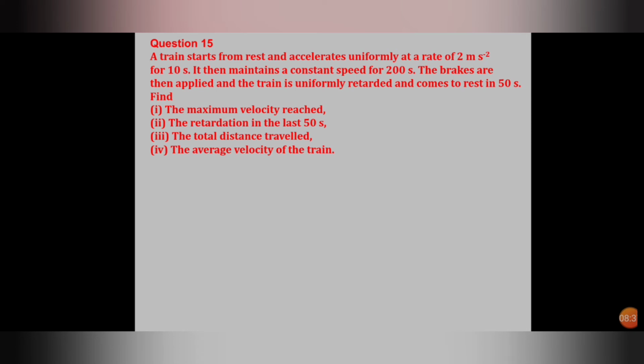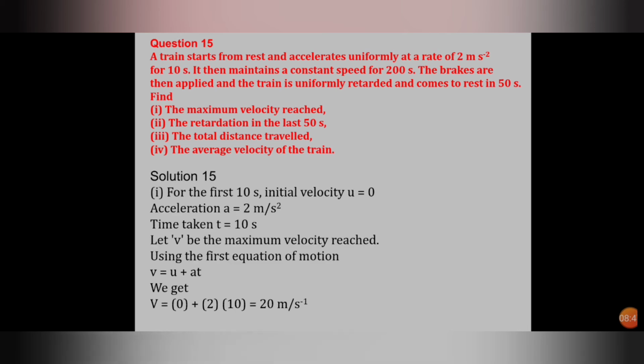We come to the next question, 15th one. It's talking about a train which starts from rest and accelerates uniformly at the rate of 2 meter per second square. So they had given the acceleration, and for the first 10 seconds the initial velocity is u and the acceleration is 2, and the time taken is also given as 10. So first let's find, using the formula v is equal to u plus at, the final velocity. So when I am substituting, I get v is equal to 0 plus 2 into 10, that comes 20 meter per second.